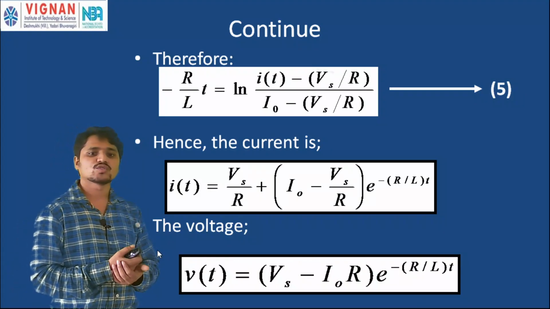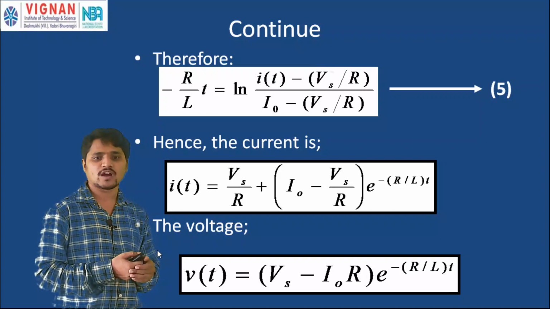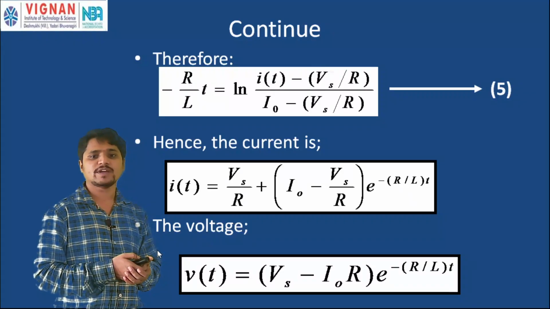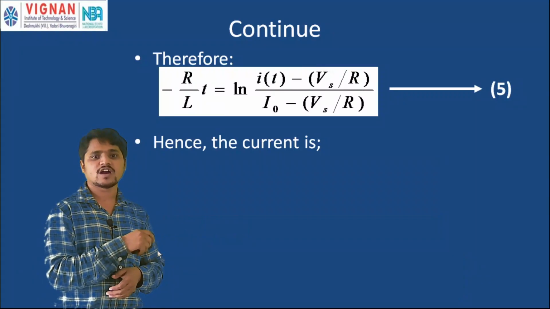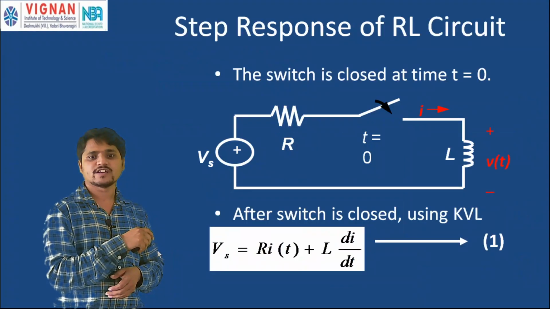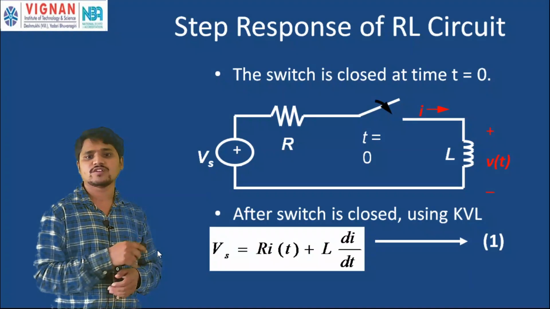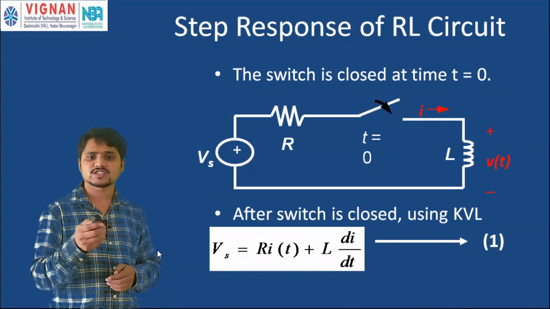Therefore, V of t is equal to Vs minus I naught into R into e to the power of minus R by L into t. That means this is the voltage across the inductor. So this V of t we have to find and I of t we have to find. So this is the response.